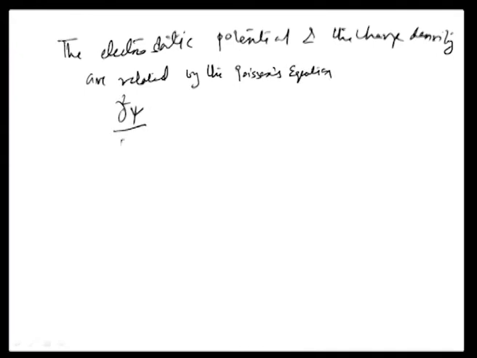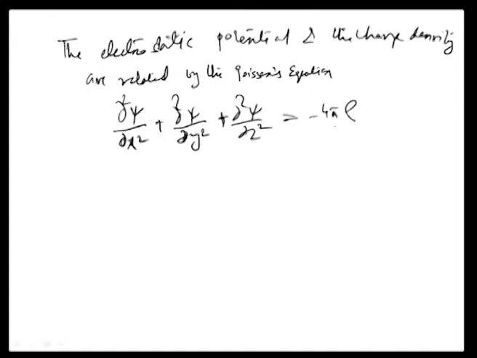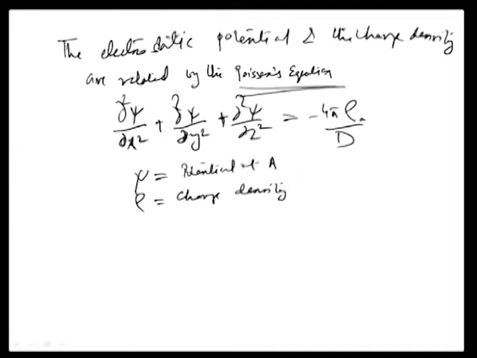∂²ξ/∂x² + ∂²ξ/∂y² + ∂²ξ/∂z². This is the sum of all the second derivatives, the space derivatives, and that's actually equal to minus 4π times the charge density at A, rho at A, divided by the dielectric constant. Here ξ is the potential at A, rho is the charge density at A, and d is the dielectric constant of the medium.